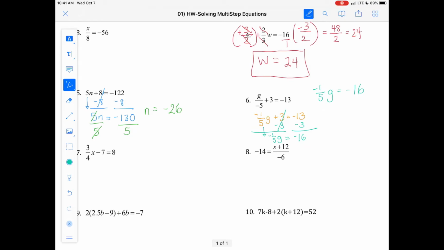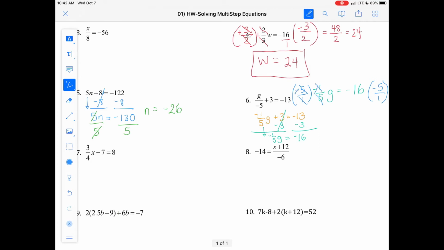All right. So then our next step we might notice is I've got negative 1/5 g equals negative 16. I want g by itself. So I could just take negative 1/5. I could divide both sides by negative 1/5, but what's the same as dividing by a fraction? Multiplying by the reciprocal.